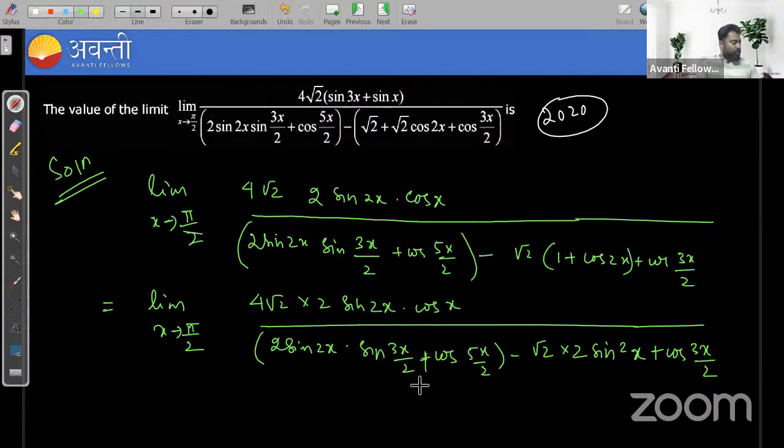Sin 2x, okay. Here we can apply some more formulas. What is the formula we should apply here? Guys, can you please solve it with me? Okay, you can solve it also this way.